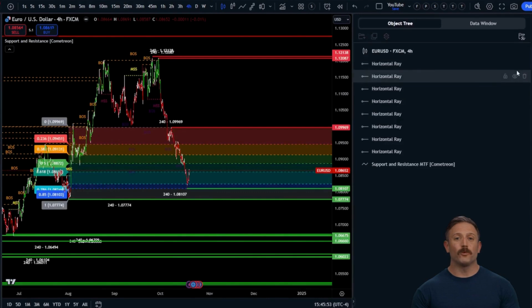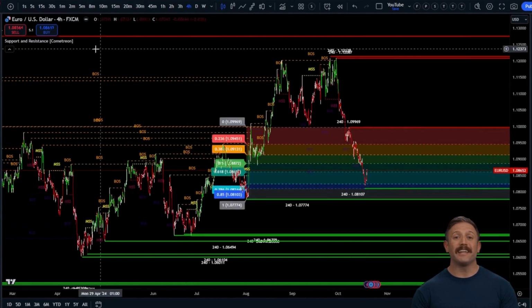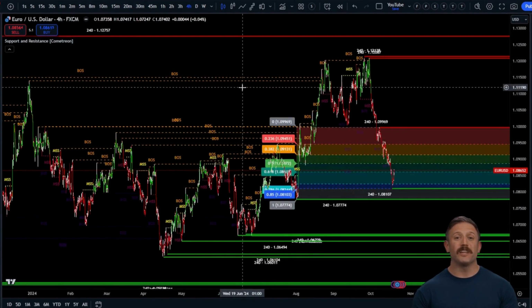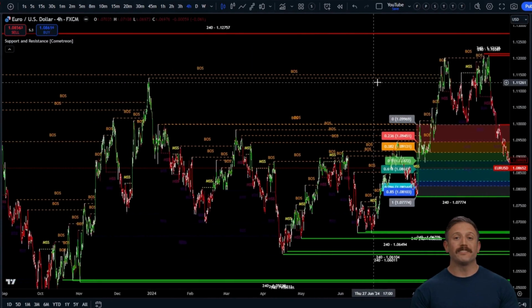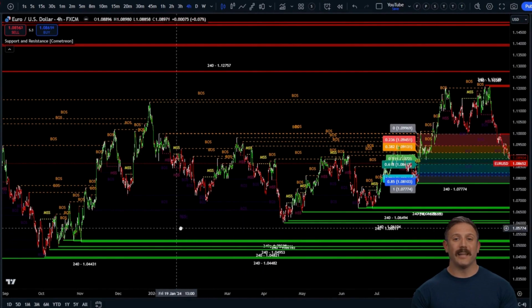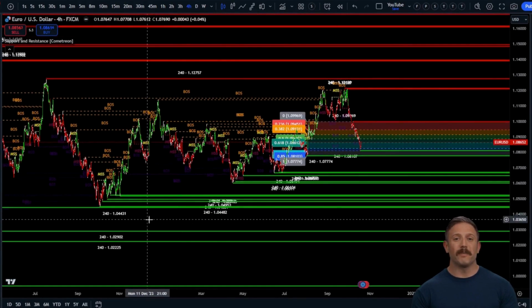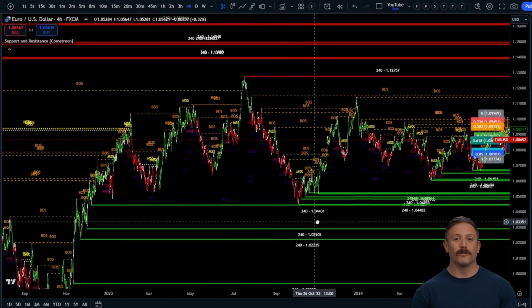This innovative tool automatically traces key support and resistance levels on any symbol and timeframe, including higher ones. Thanks to this advanced functionality, you no longer have to face the tedious task of manually identifying these crucial levels, saving precious time and reducing the risk of human error.